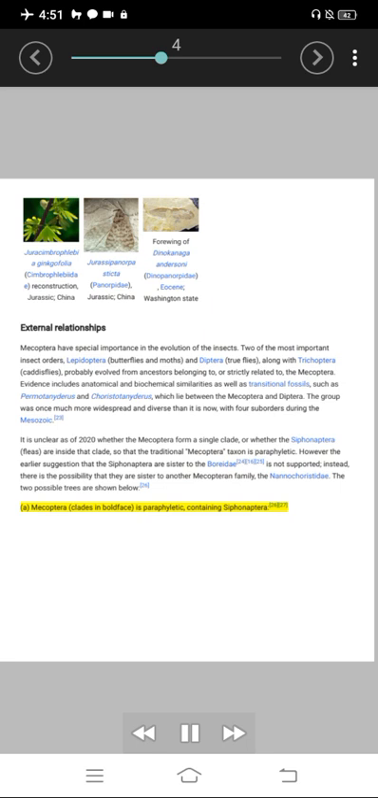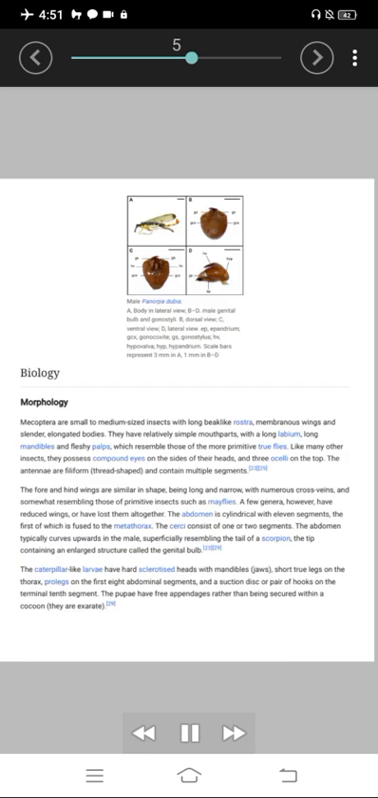26, 27. Male Panorpa dubia. A. Body in lateral view. B, D. Male genital bulb and gonostyle. B. Dorsal view. C. Ventral view. D. Lateral view. EP. Epandrium. GCX. Gonocoxite. GS. Gonostylus. HV. Hypovalva. HYP. Hypandrium. Scale bars represent 3 mm in A, 1 mm in B to D.